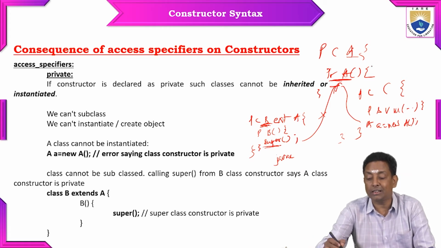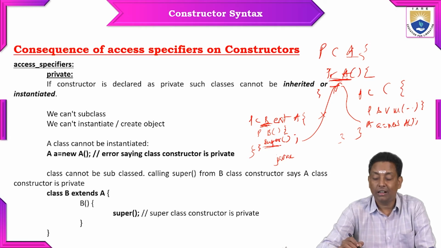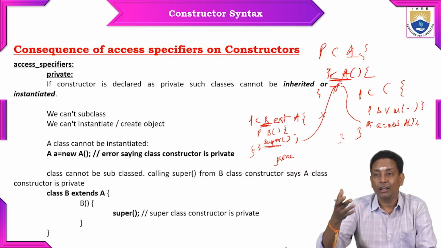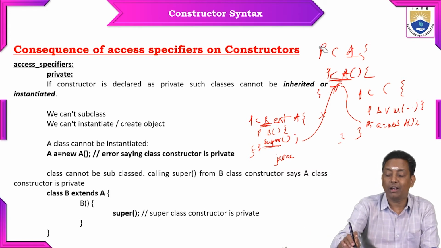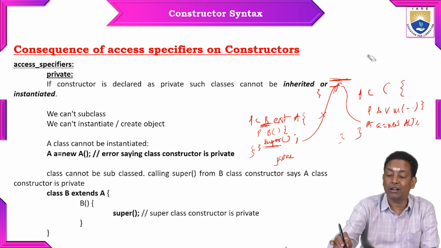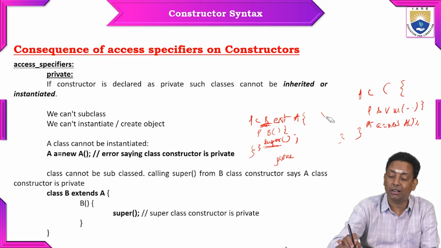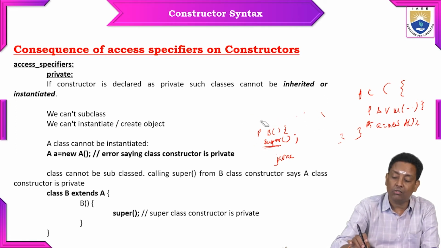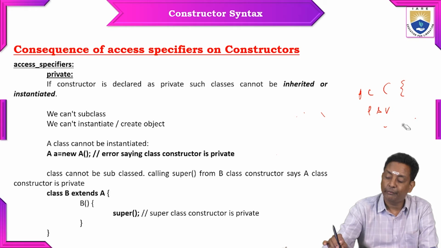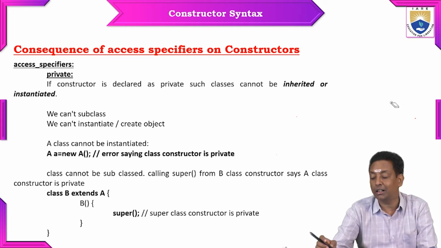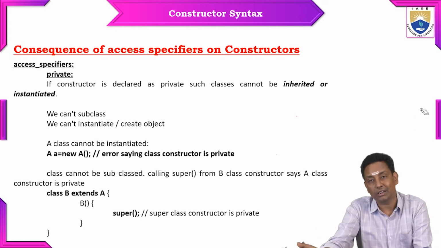If a class has a private constructor, it cannot be inherited or instantiated within the package. If not within the package, how could it be outside the package? That's all. A class containing a private constructor cannot be inherited or instantiated within or outside the package. Then who will access the class? If no class can inherit or instantiate a class containing a private constructor, then who will access the class?